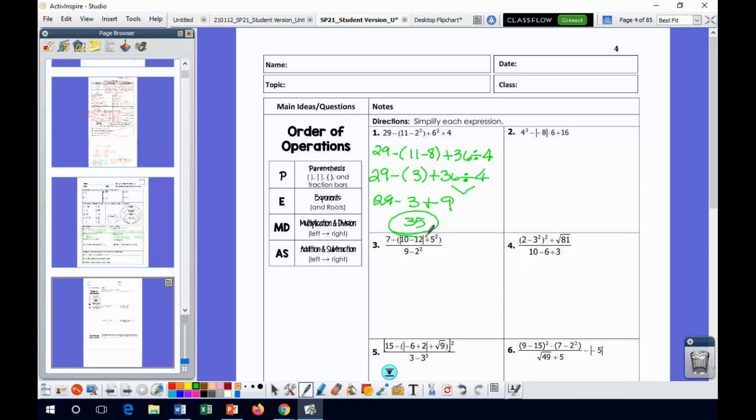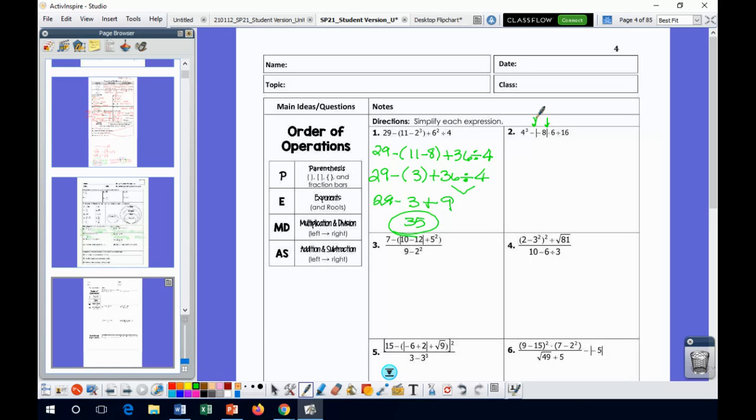You know what those bars are, don't you, Scott? You remember? I scarred those into your head, didn't I? What are these bars right here? Fraction bars? They are absolute value bars.